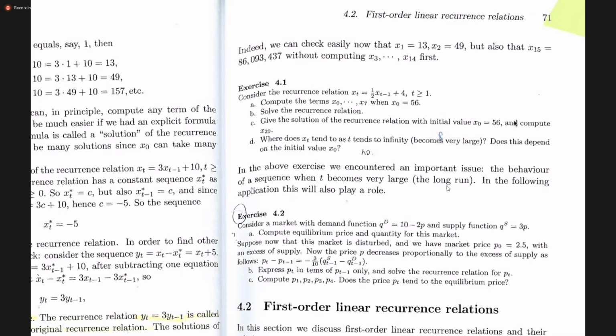And then they ask us, where does x_t tend to as t tends to infinity, which means becomes very large? Does this depend on the initial value x_0? Okay. If everybody has written down the exercise, I'm going to write a few more details as well for myself so I can move on to the whiteboard, and we will begin.